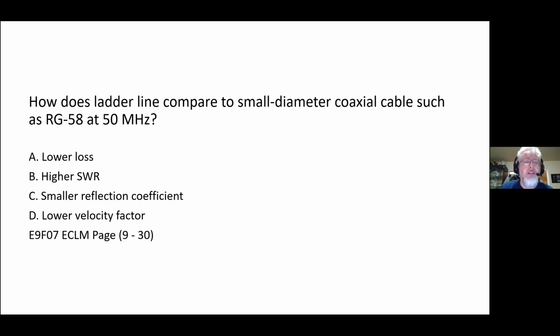How does ladder line compare to small diameter coaxial cable such as RG58 at 50 megahertz? A, lower loss, B, higher SWR, C, smaller reflection coefficient, or D, lower velocity factor? Alpha. Alpha is correct, a lower loss.